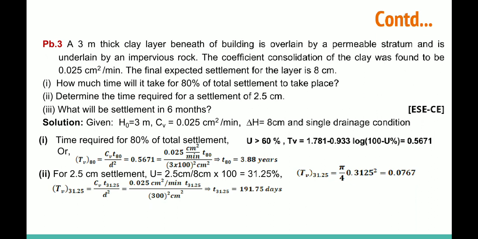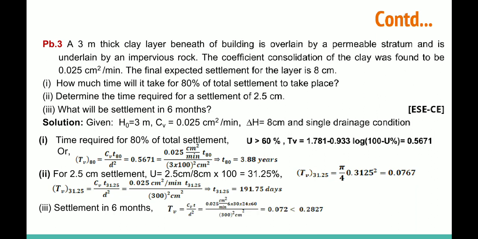191.75 days. So third part, we have to calculate the settlement in 6 months. When the time is given, we have to calculate the settlement. So what will we calculate? We will calculate the degree of consolidation. We can calculate the degree of consolidation for 6 months, and then we can calculate the settlement.